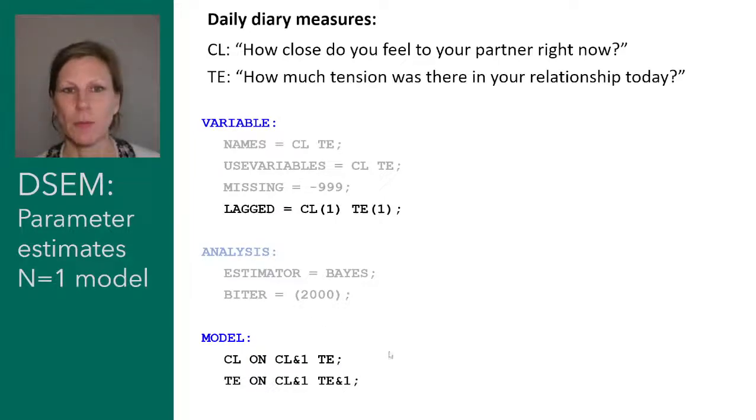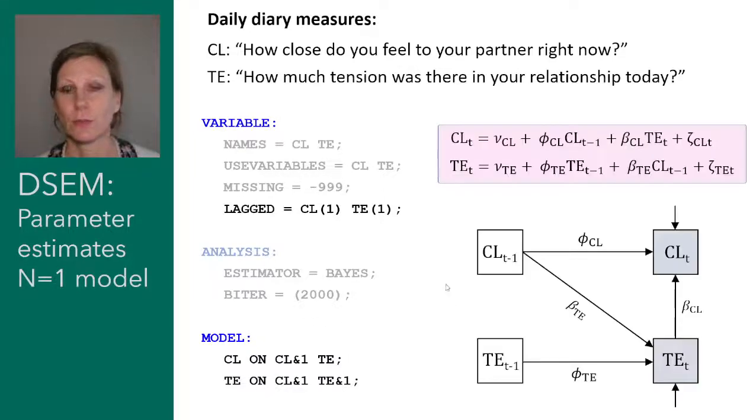And this was then the model that was actually specified, which could be represented as this path diagram or written as these regression equations. So closeness is regressed on itself. So that's the autoregression. You see that over here. And also on tension at the same occasion, so within the same day. So it's this part. And then tension was regressed on tension at the previous occasion, so yesterday. So that's this autoregression here. And there was a cross-regression, cross-lagged regression from closeness yesterday to tension today.